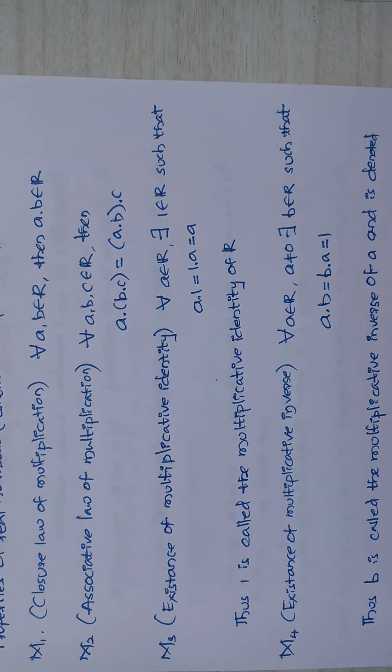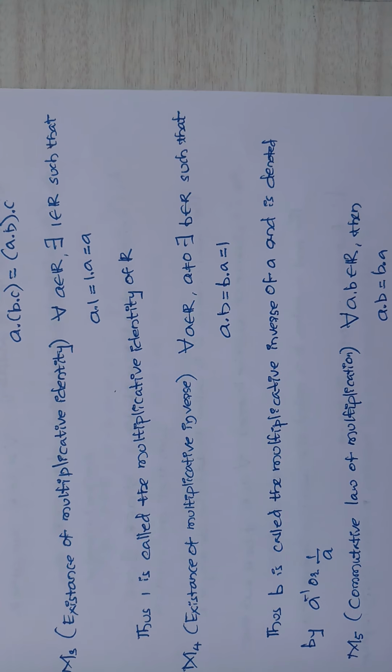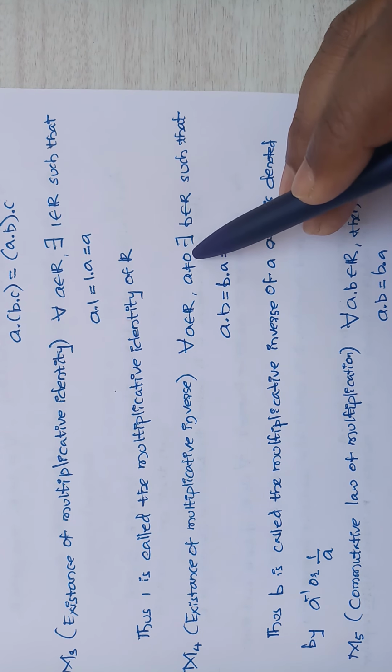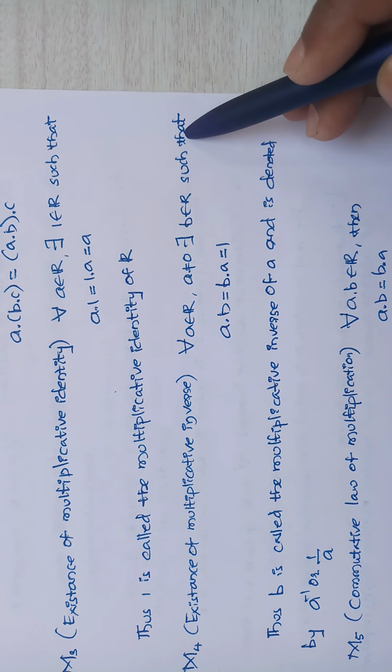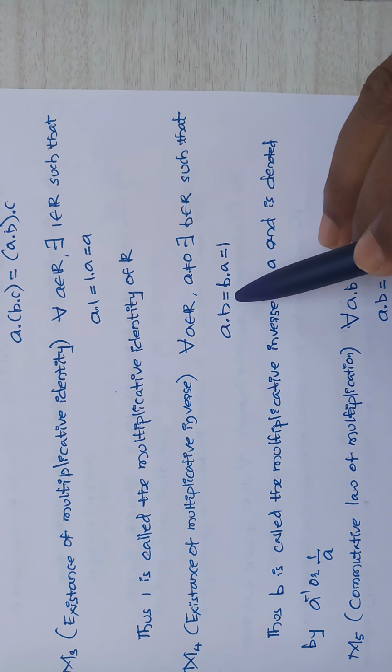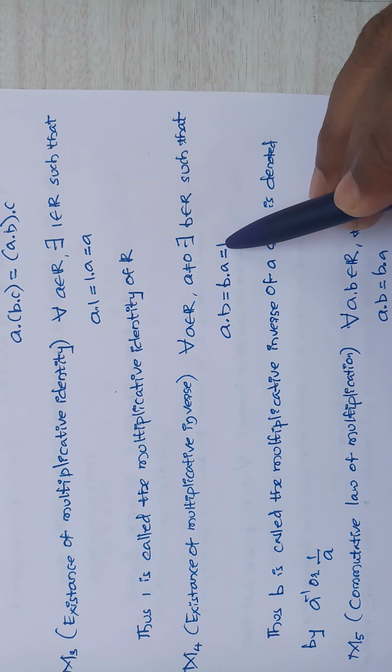Next, existence of multiplicative inverse. For all a belongs to R and a is not equal to 0, there exists b belongs to R such that a into b is equal to b into a is equal to 1. So for what value of b do we get 1?